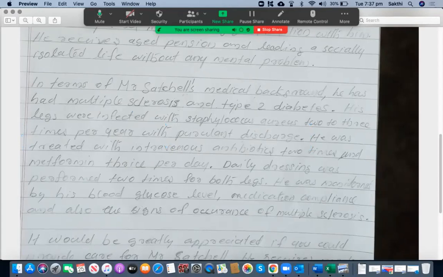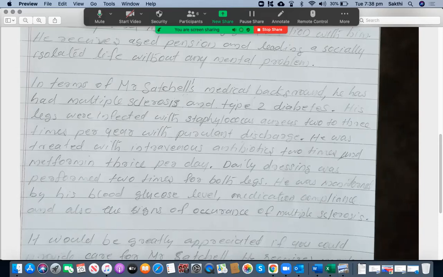He was treated with intravenous antibiotics 2 times and metformin thrice a day. That's okay. Daily dressing was performed 2 times for both legs. Okay, that's good. He was monitored by his blood glucose level. No, no, no. This is wrong.